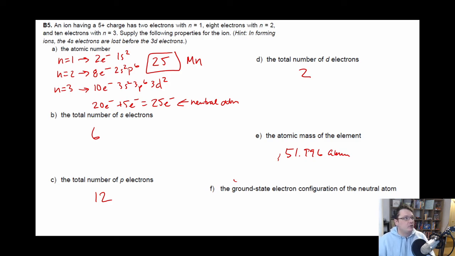And so then the question is what's the ground state electronic configuration of the neutral atom? All we have to do is now do the electronic configuration for manganese. That would be simply argon as the base, 4s2, 3d5. And that's how you approach B5: first going through, you figure out what the element is, and then making sure that you're writing everything out the way that it should be.